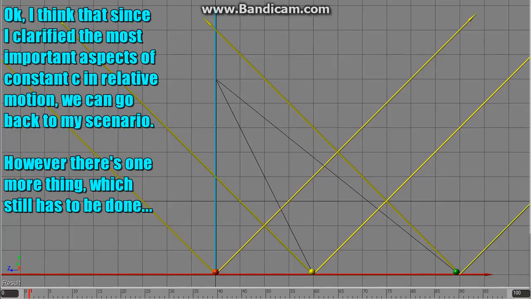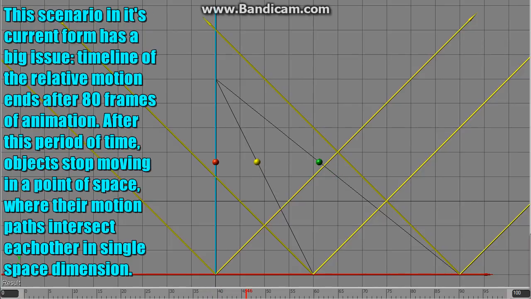Okay, I think that since I clarified the most important aspects of constant c in relative motion, we can go back to my scenario. However, there is one more thing which still has to be done. This scenario in its current form has a big issue. The timeline of the relative motion ends after 80 frames of animation. After this period of time, objects stop moving in a point of space where their motion paths intersect each other in a single space dimension.